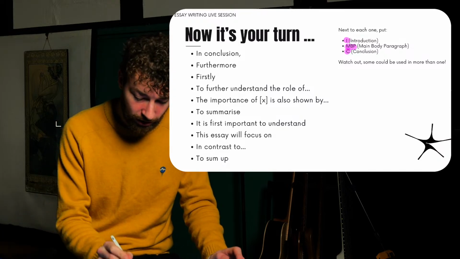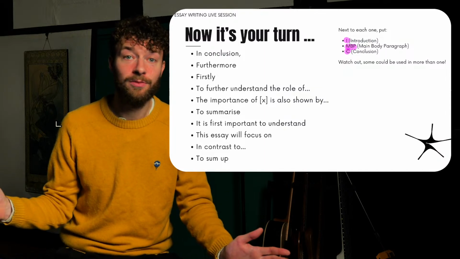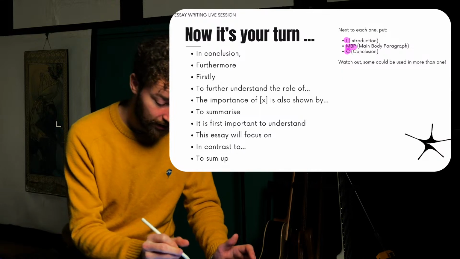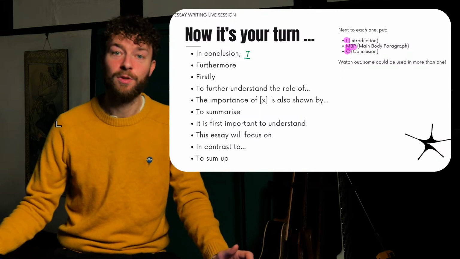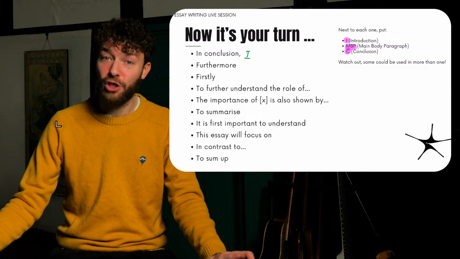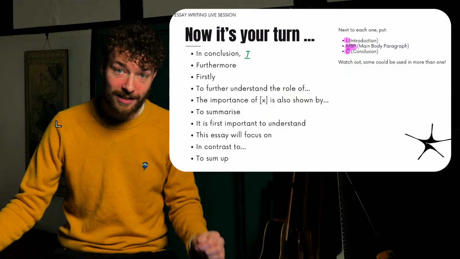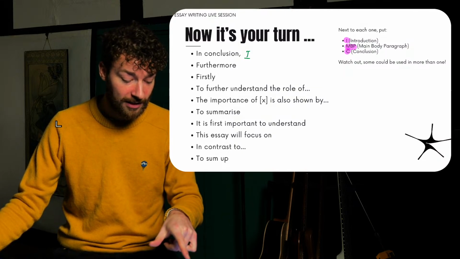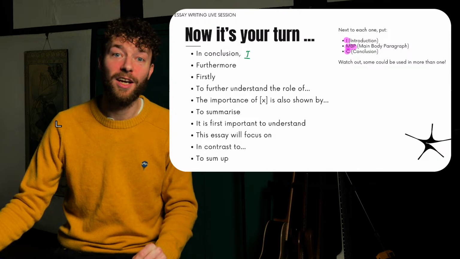Next to each one, I'll give you an example. If we look at that first one, it says in conclusion. So hopefully it's pretty obvious that next to that one, we want a C. Okay, now it's over to you. 2 minutes. Look down at the list, and next to each one, I want you to put a letter, depending on where you think it goes in your essay. All right, off you go.